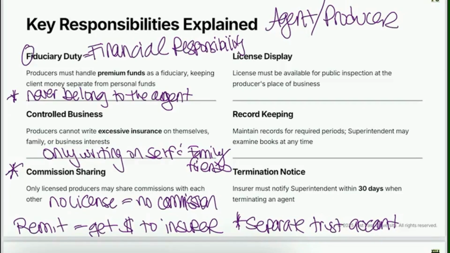Okay. License display. License must be available for public inspection at the producer's place of business. You must have your agent license available, and if it is a business, you need your business entity license as well. Generally, the agent's going to have it up on the wall, but it needs to be there to be furnished at request of the public or the Department of Insurance. Record keeping. You must maintain records for required periods. Superintendent may examine books at any time.